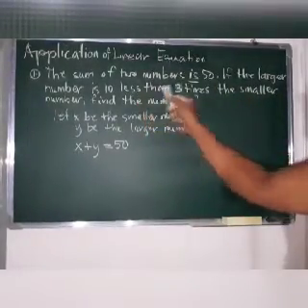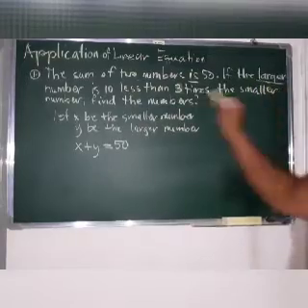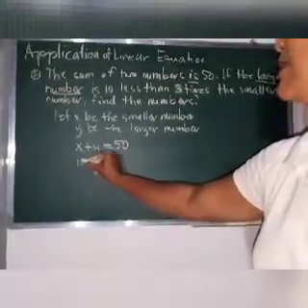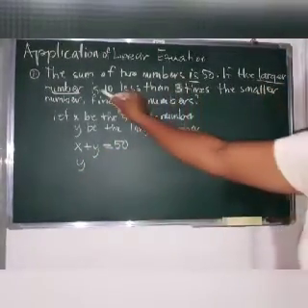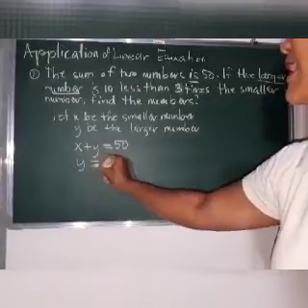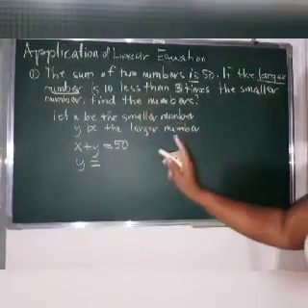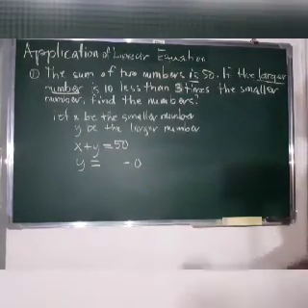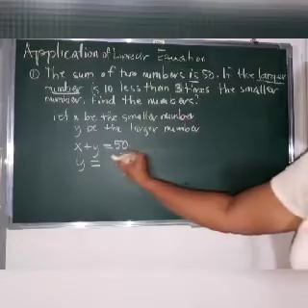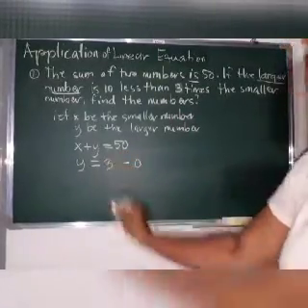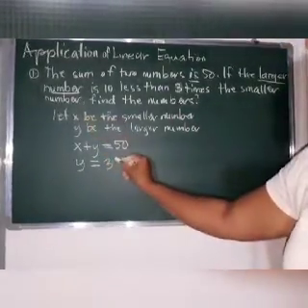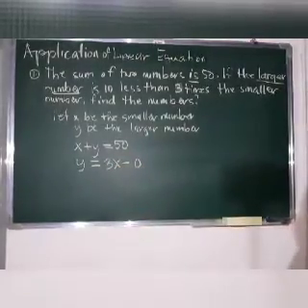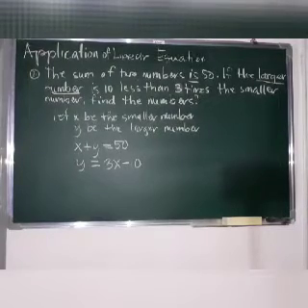So what is our larger number? The larger number is y. So y is the larger number. "Is" means equal sign. 10 less than, we reverse it. So 10 less than 3 times the smaller number. Our smaller number is x, so 3x. Multiply 3 times x. Okay, so those are our equations.